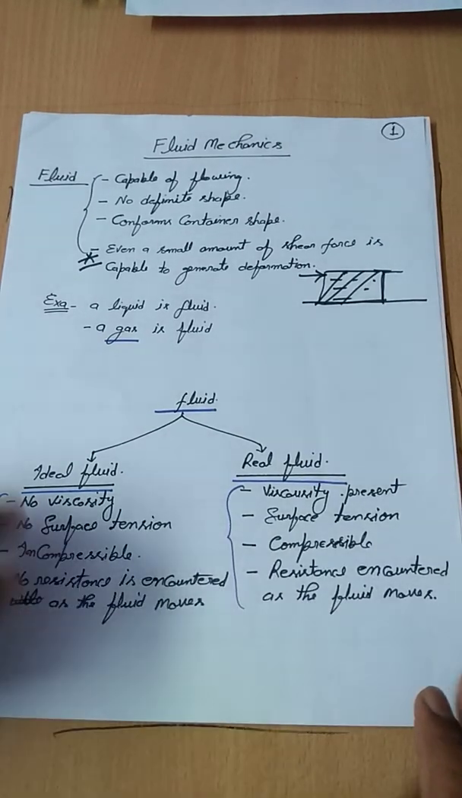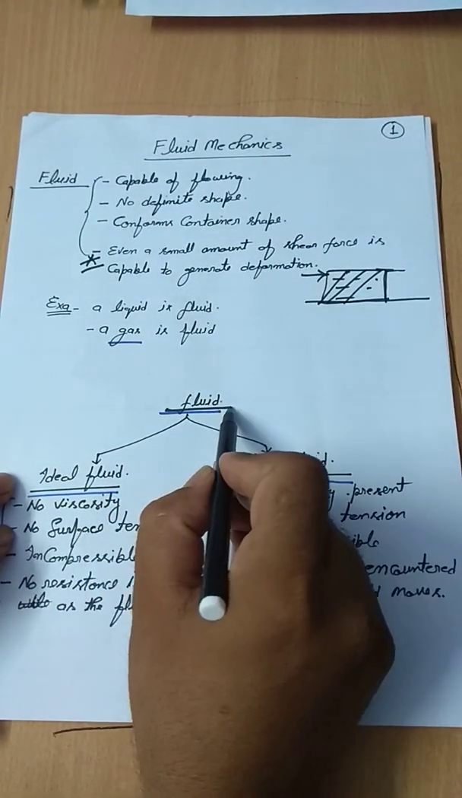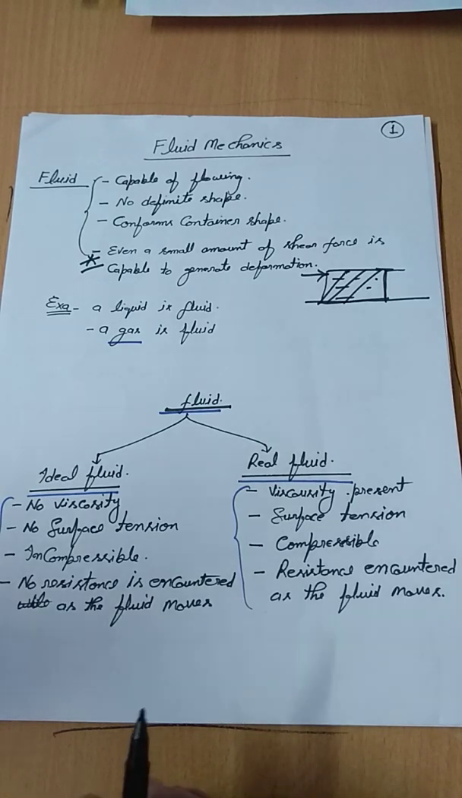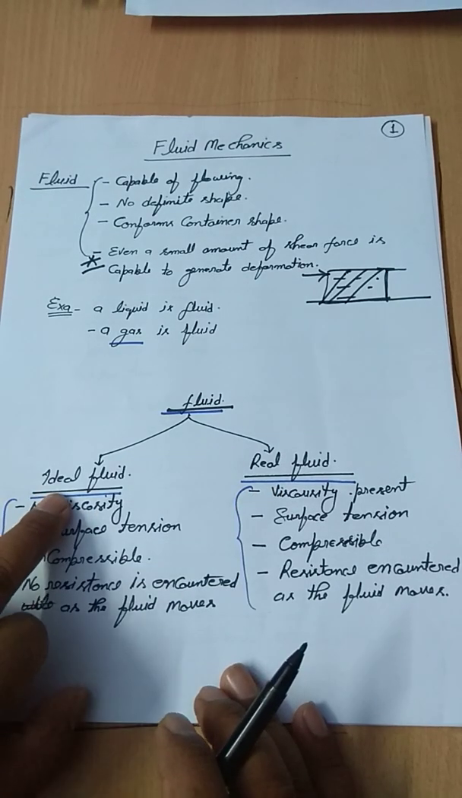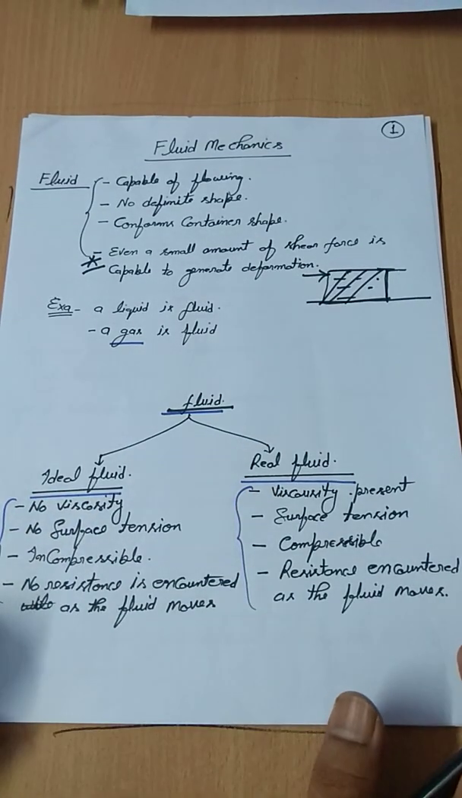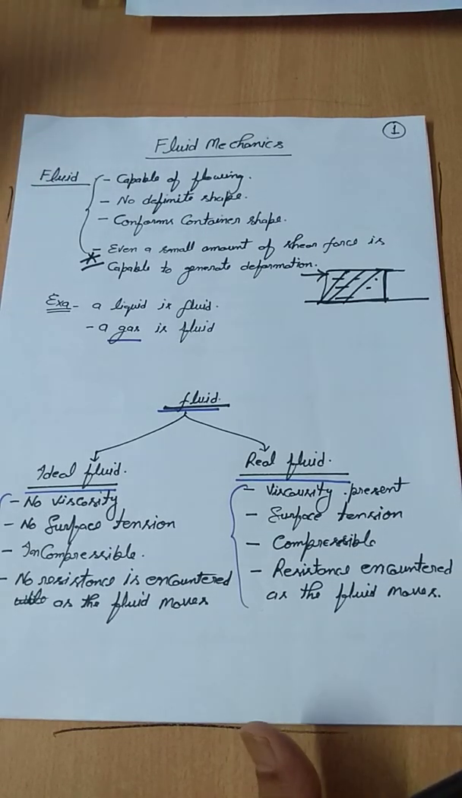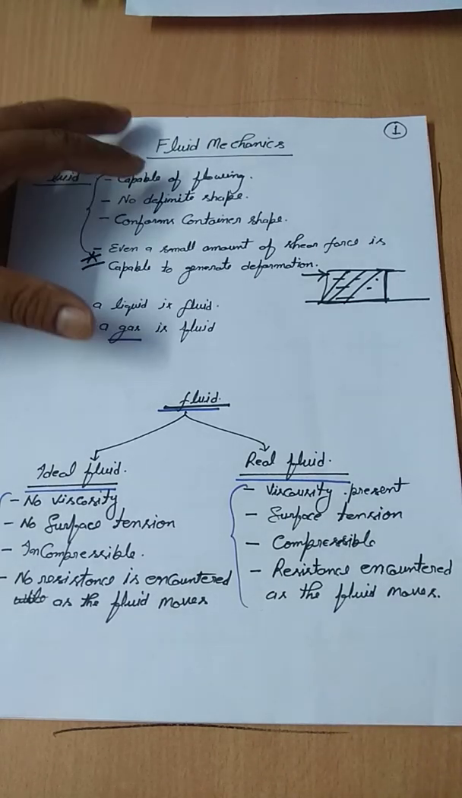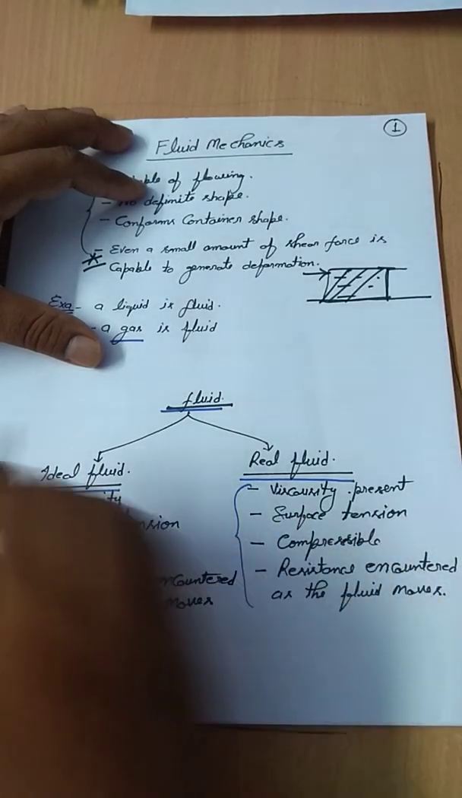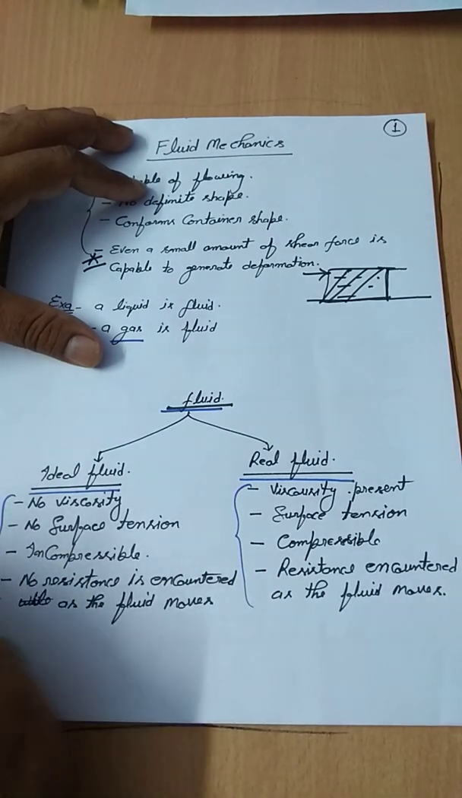So the next topic is the types of fluid. In general, fluids can be divided into two types. One is a real fluid, the second one is an ideal fluid. Then what is a real fluid? A real fluid is anything which we observe, which we see in our real life, which has certain kinds of properties. What are these properties? A real fluid has viscosity.